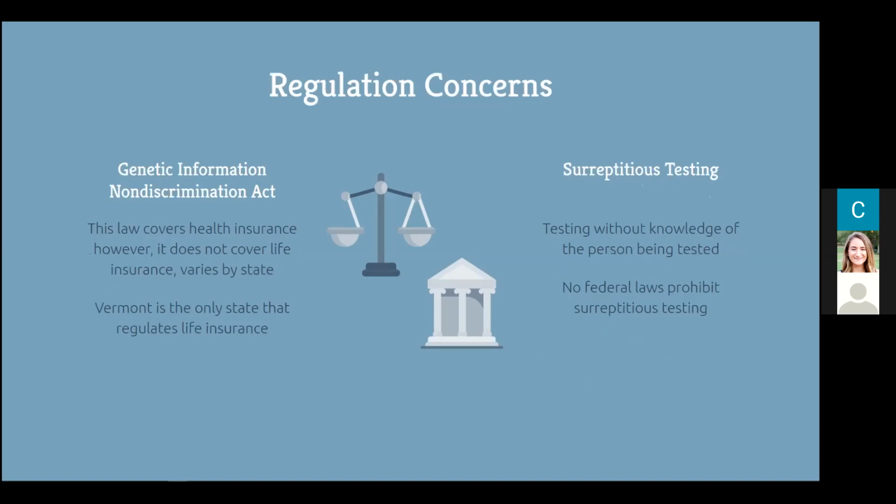There are some concerns for lack of regulation though. So GINA covers health insurance, but it does not cover life insurance. That can be dangerous for people who have genetics that insinuate they're at risk for death at a young age. And this aspect varies from state to state in the US, but right now Vermont is the only state that includes life insurance. In addition, there is the threat of surreptitious testing. So this means testing someone for their genetic information without their knowledge. And there are currently no federal laws prohibiting surreptitious testing.